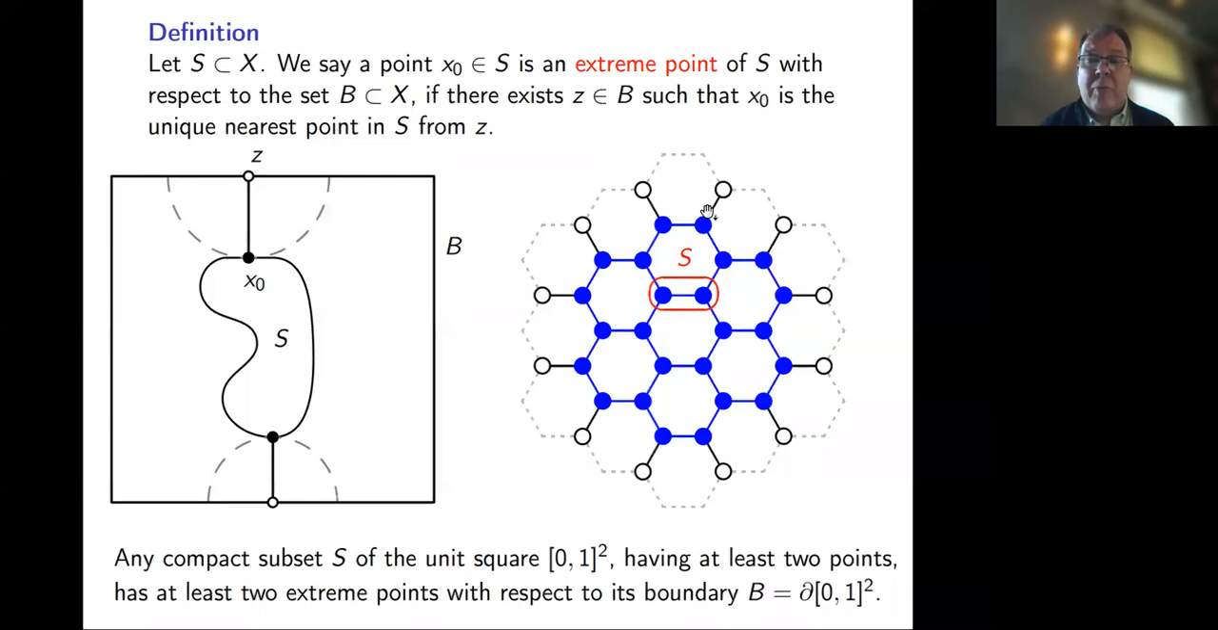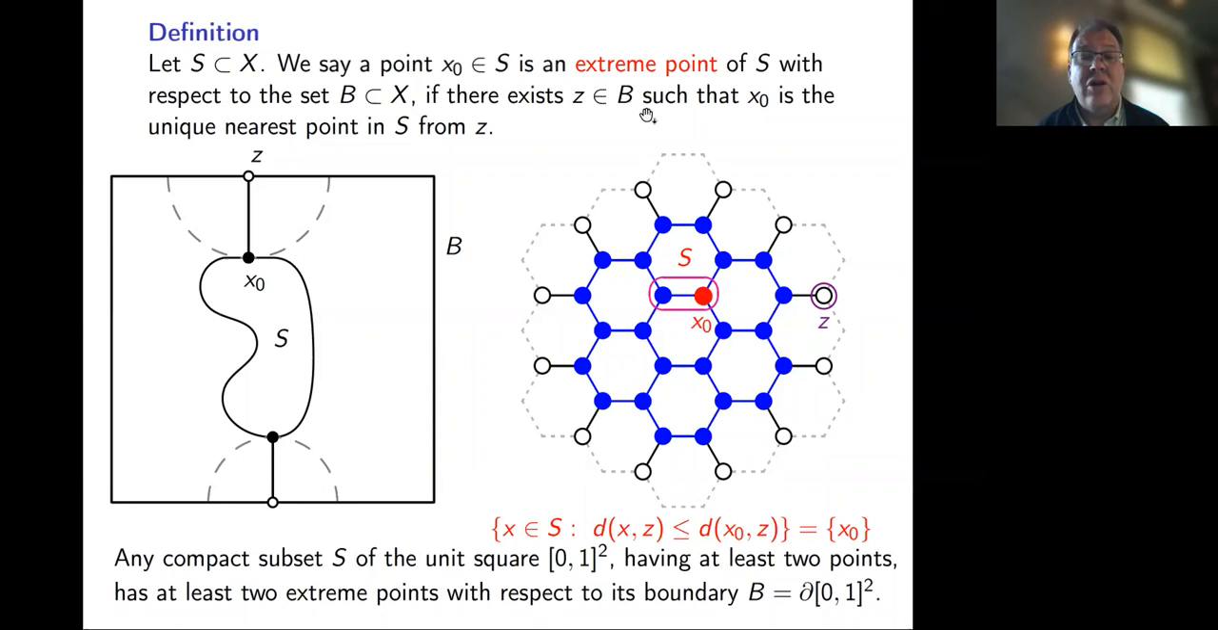Then we have to introduce a little bit more complicated definition that is related to extreme points. Let me first explain this before I look at the definition, using the picture. We consider a subset S of the graph, and we define extreme points in this set S in the following way. We say that vertex x0 is an extreme point of this set S with respect to these white nodes, the nodes in set B, if there exists an observation node z such that if I consider the set of all points in S with distance to z less than or equal to the distance from x0, and this set is just x0, then we say that x0 is an extreme point.